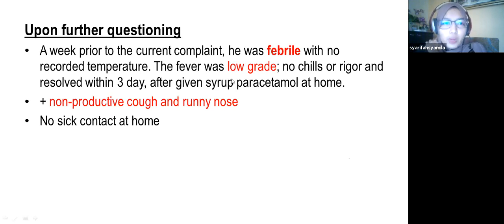Upon further questioning, a week prior to the current complaint, the boy was febrile, however with no recorded temperature. The fever was only low grade, with no chills and rigor, and it resolved within 3 days after being given syrup paracetamol at home. The febrile episode was also associated with non-productive cough and runny nose. Aside from that, there is no other sick contact at home.